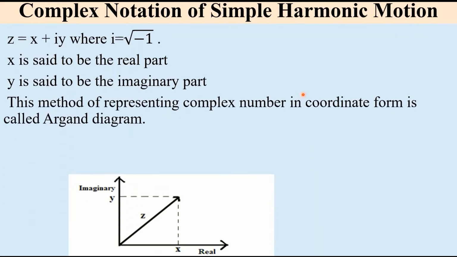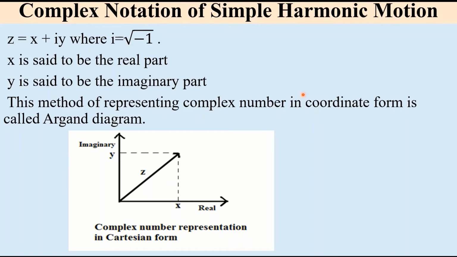So the figure shows the Argand diagram in a Cartesian form. There x is the projection of the z on the x-axis and it is real. Similarly, y is the projection of the vector z on the y-axis, that is also real. So here the x-axis is called the real axis and the y-axis is called the imaginary axis. This is how we can represent the complex number in the Cartesian form.